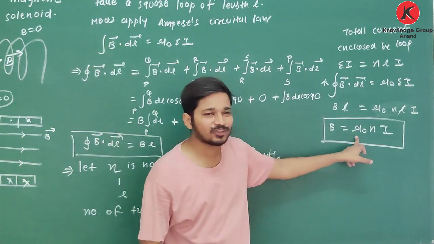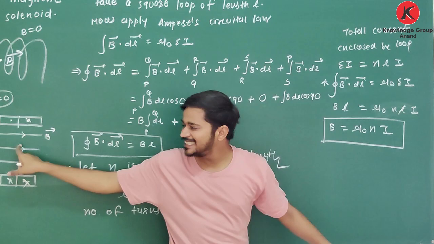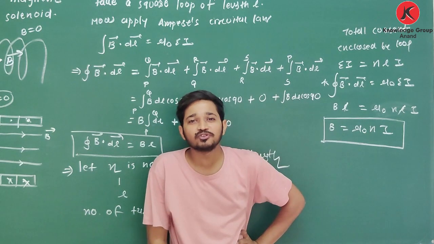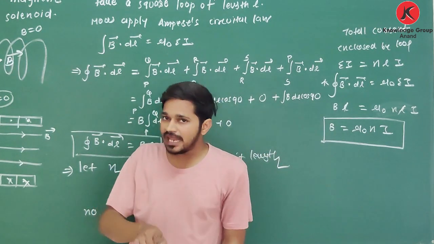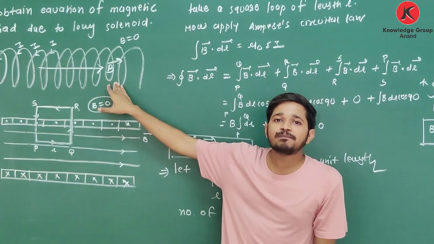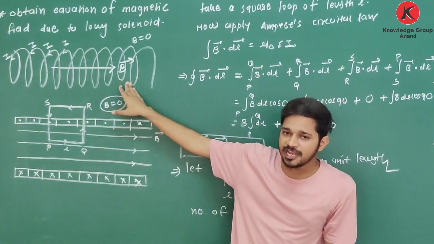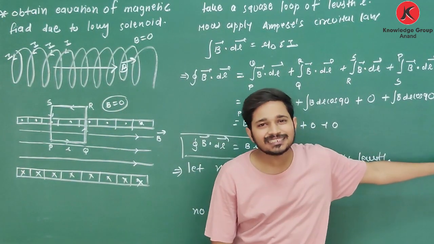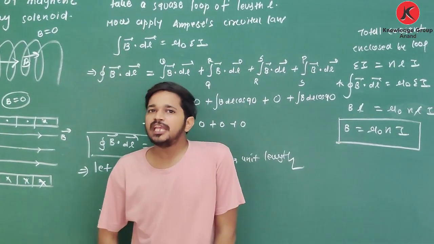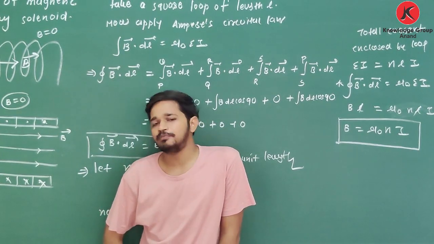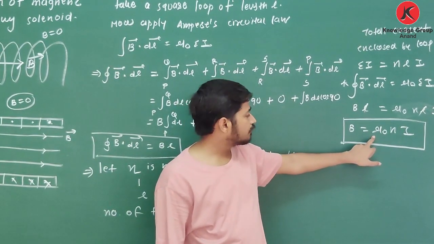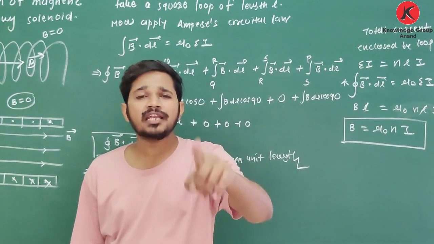Now see, why mu 0? Because the region inside the solenoid is air, that's why mu 0 is used. If we replace the air inside this solenoid with some other medium, then you have to replace this mu 0 by mu. Mu 0 is the permeability of free space. If you put any other medium, you have to replace that. Clear about this?